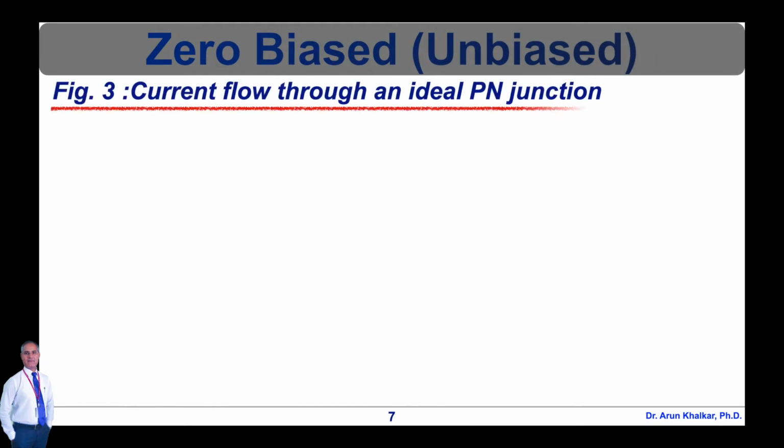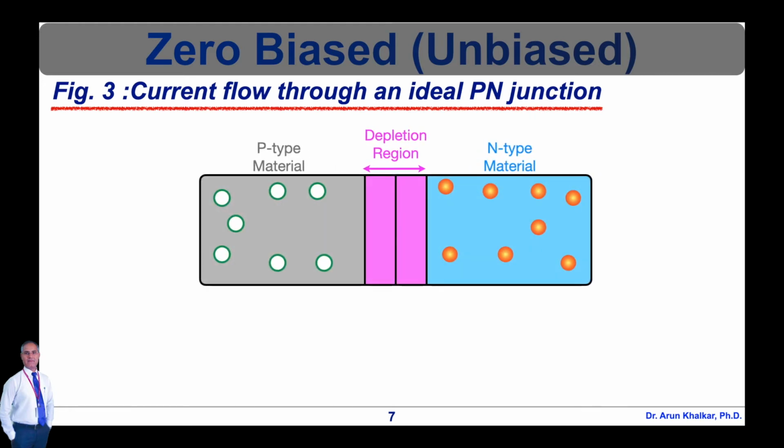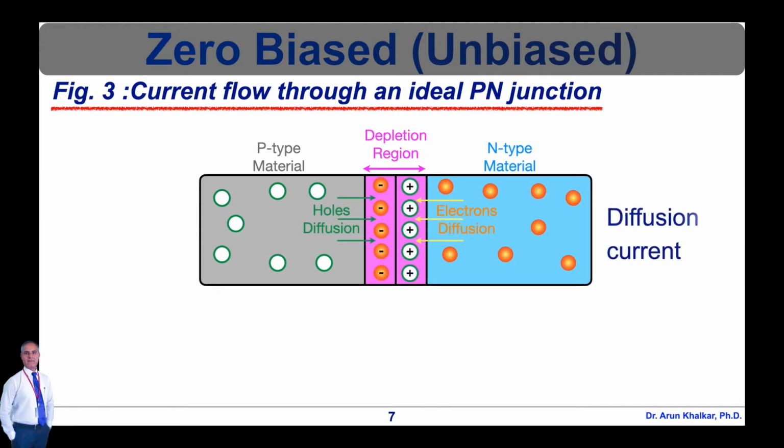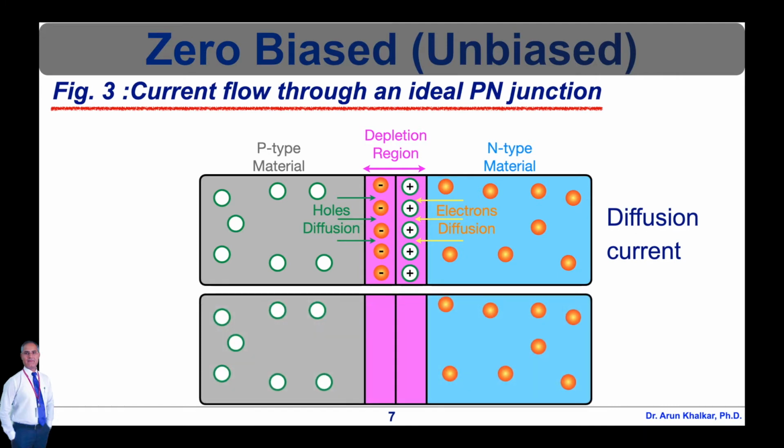First of all, zero biased or unbiased. In zero biased condition, there is no external voltage applied to the PN junction diode. When P and N semiconductors combine at the interface, a depletion region is formed. Due to the depletion region, with positive and negative space charge regions on either side of the junction, an electric field directed from the positive charge towards the negative charge is developed.